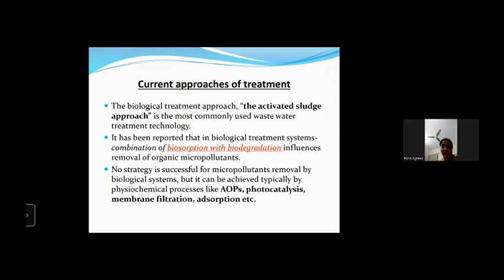These are the current approaches of treatment. Once we know that these pollutants are being introduced and accumulated in the system, we follow certain treatments to remove them.